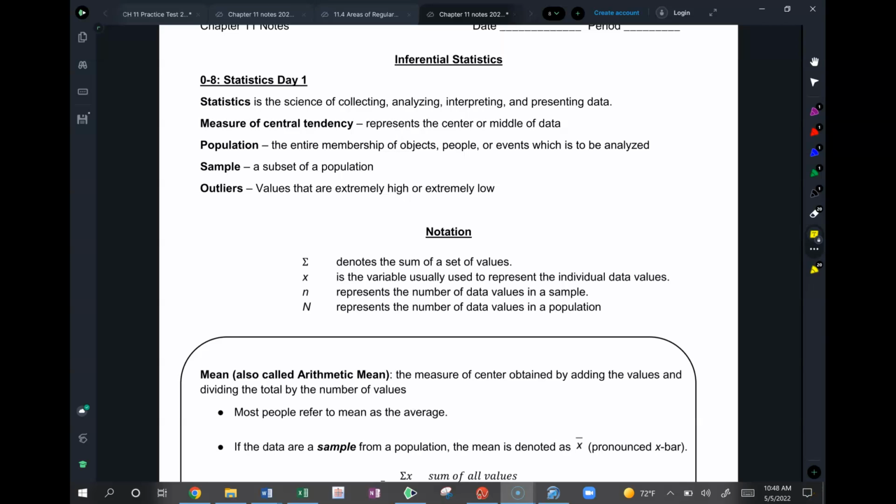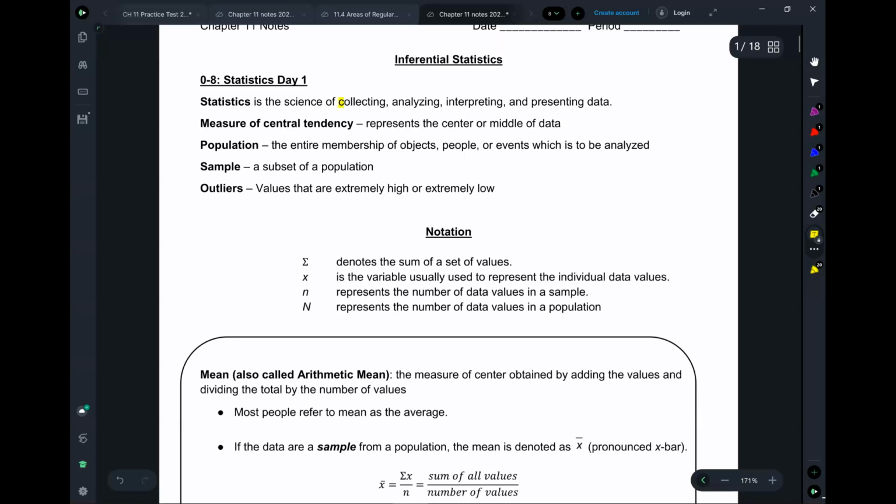Okay, so in statistics, we talk about how to collect, analyze, interpret, and present data. That's what statistics is, right? It's how you collect data. So it's how you present data. It's how you analyze it.